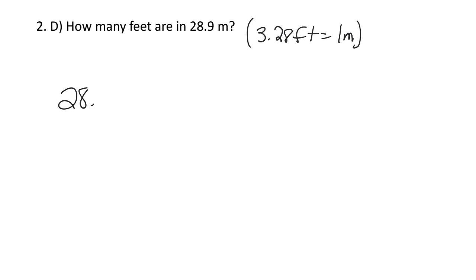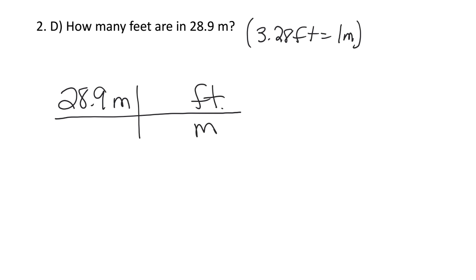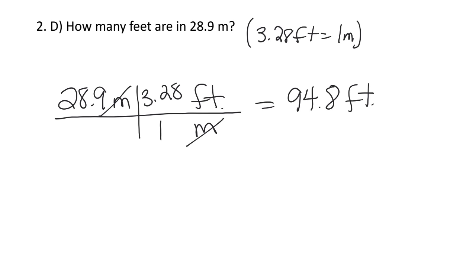So I'm going to start out with 28.9 meters. Now, I have meters and feet. In my conversion factor, meter is on bottom with the 1, and 3.28 feet are on top. Meters cancel, so it's 94.8 feet.